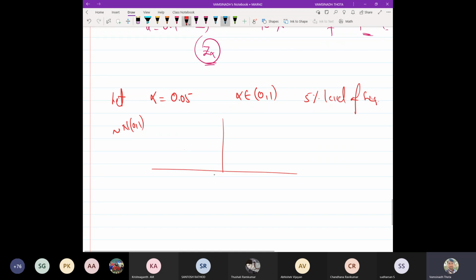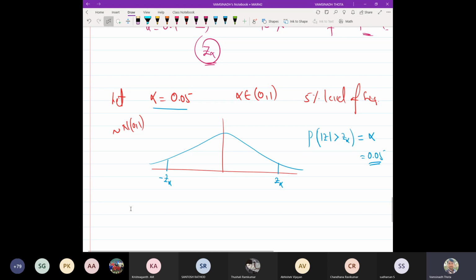Assume that this is the basic curve. So alpha is equal to 0.05, which means we need to obtain the critical values Z alpha, and since it is an even function, also minus Z alpha, such that the probability of modulus of Z being bigger than Z alpha is equal to alpha, that is 0.05.